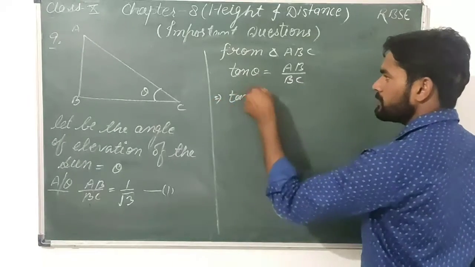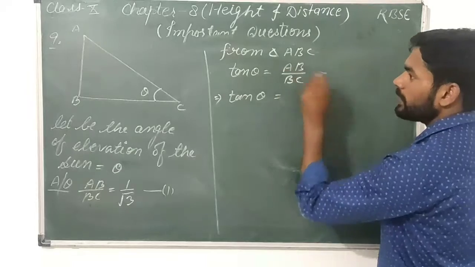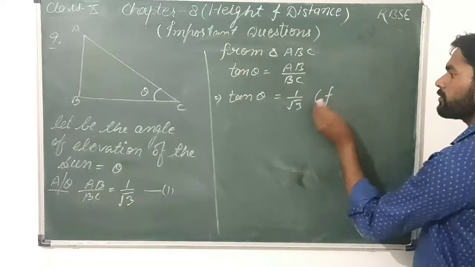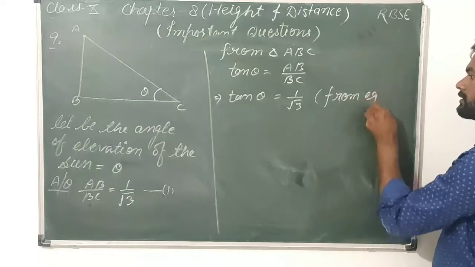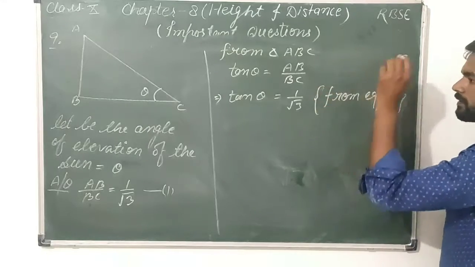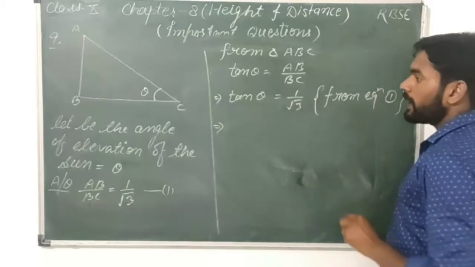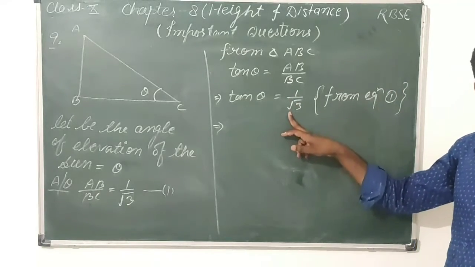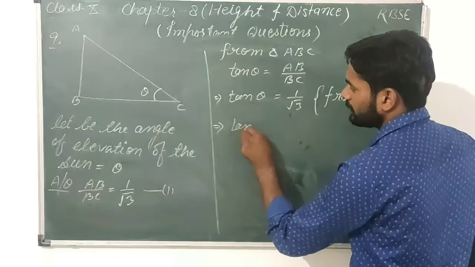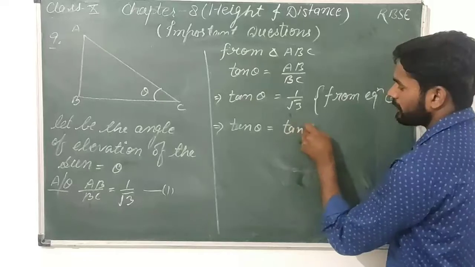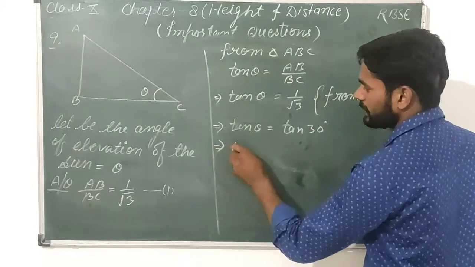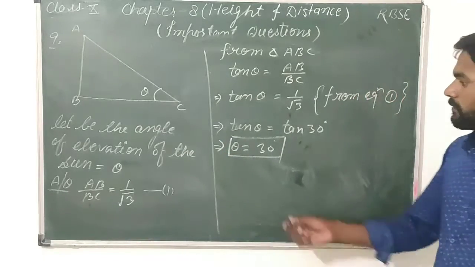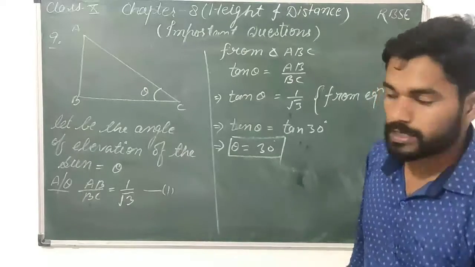The value of theta is not given. AB upon BC is equal to 1 upon root 3, and we wrote it from the equation. In the table of tan, 1 upon root 3 is the value of tan 30. Tan theta is equal to tan 30 degree. Tan by tan cancel. Finally, theta is equal to 30 degree. So the angle of elevation will be found to be 30 degree. So it is the answer of question number 9.